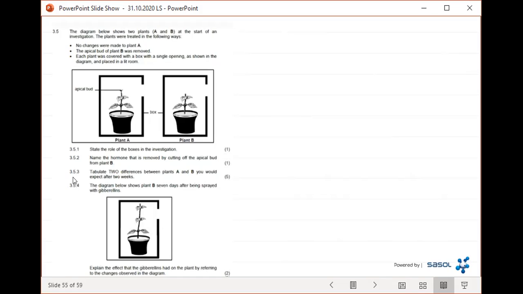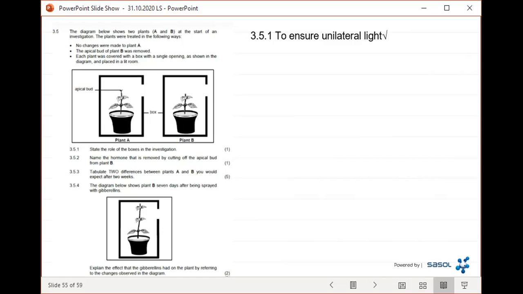Then question 3.5.1, state the role of the boxes in this investigation. It would be to ensure unilateral light, because light will only enter in one direction. And question 3.5.2 says, name the hormone that was removed by cutting off the apical bud from plant B. By now, you should know that it is auxins, right? Or auxin. Then question 3.5.3, tabulate two differences between plants A and B that you would expect after 2 weeks.